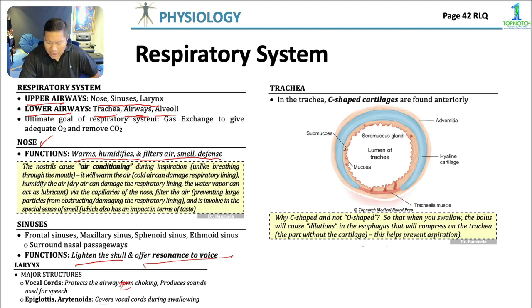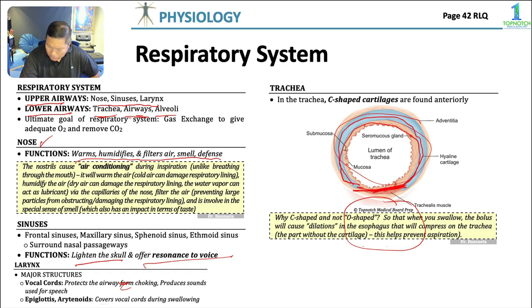Okay? The trachea is found anterior to the esophagus. If this is the esophagus, the trachea is over here. Okay? Those are their cross section. And the cartilages in your tracheal rings are C-shape. They are not completely enclosed. Okay? Hindi siya O-shape. So, C-shape lang siya.